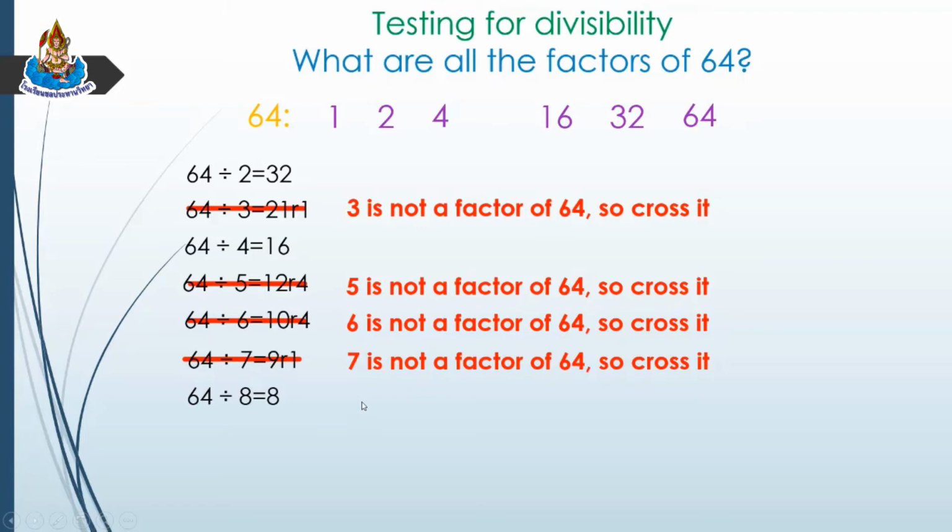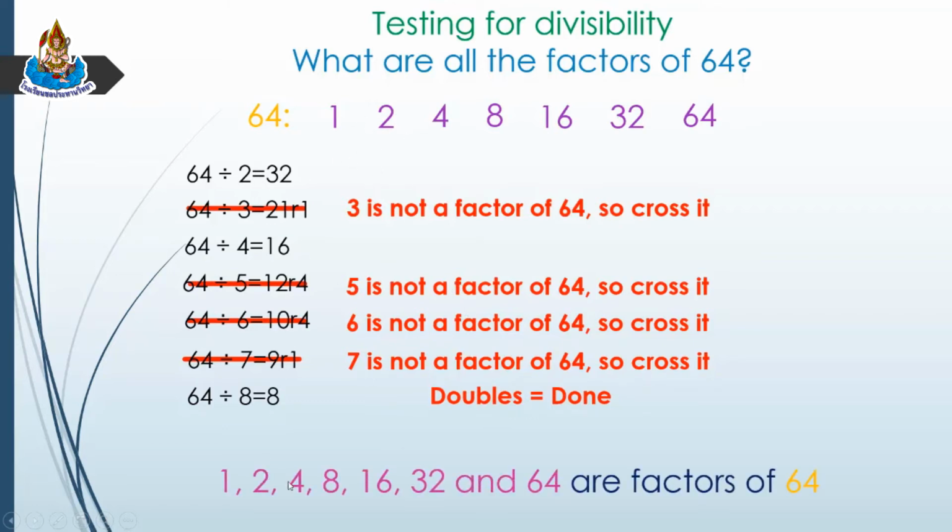Yes, here we go. 64 is divisible by 8. So 8 is a factor of 64. As you can see, we have 8 as a divisor and 8 as a quotient. So when we have the doubles, it means we're done. We already found all the factors of the number. So the factors of 64 are 1, 2, 4, 8, 16, 32, and 64.